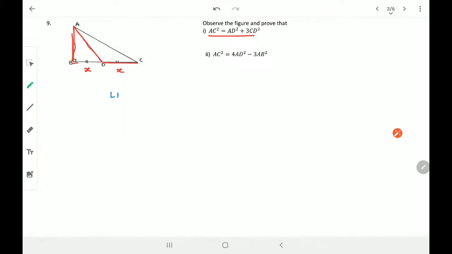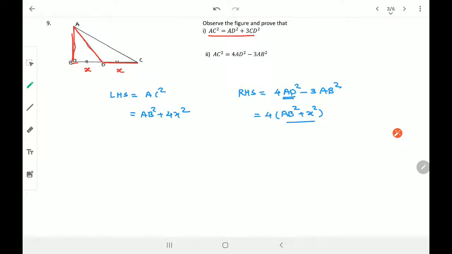Again I'll go for LHS as AC square. And you know that it will be AB square plus 4x square. I think it's the same thing, right? RHS, which is 4AD square minus 3AB square. It is 4 into AD square. AD square is AB square minus x square. Oh, sorry, plus x square. Check it out. AD square has been replaced. This has been replaced by this.